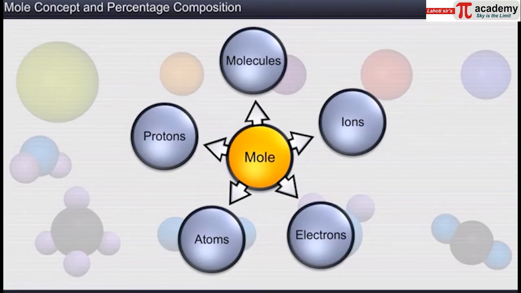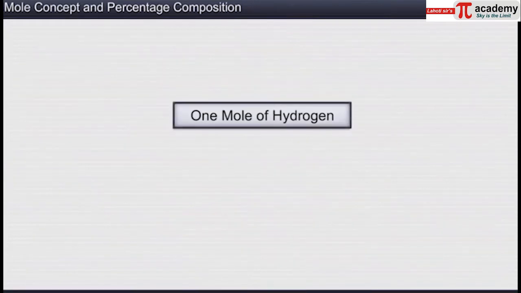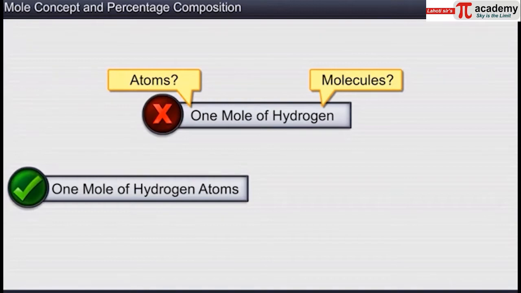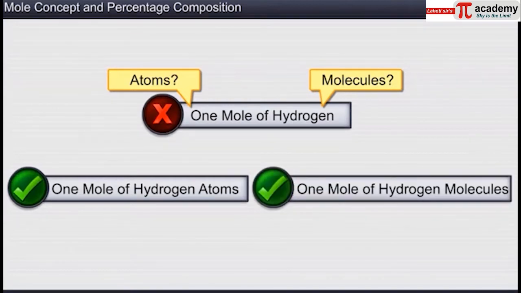For example, saying 1 mole of hydrogen would be incorrect. We need to specify the entity we are referring to. That is, hydrogen atoms or hydrogen molecules. Thus, the correct term would be 1 mole of hydrogen atoms or 1 mole of hydrogen molecules.